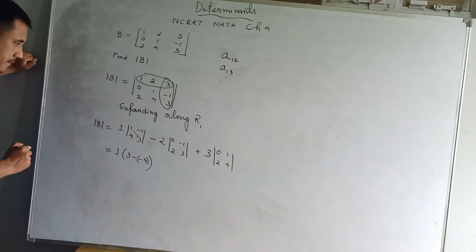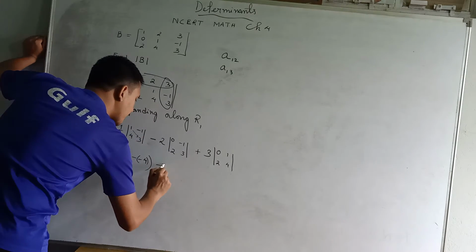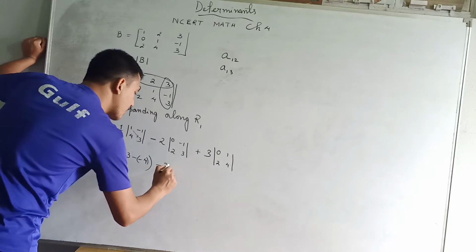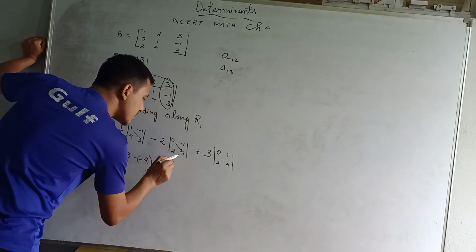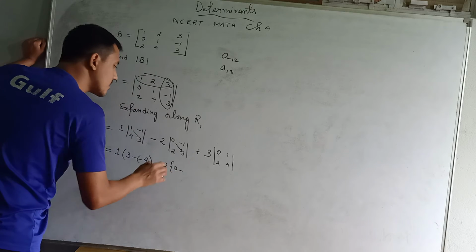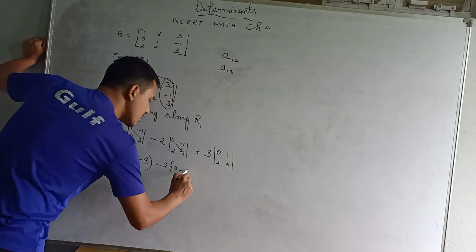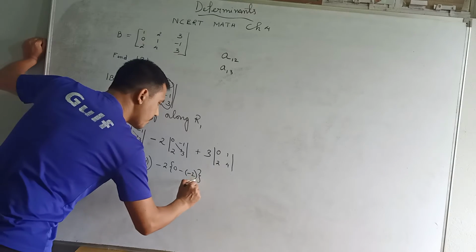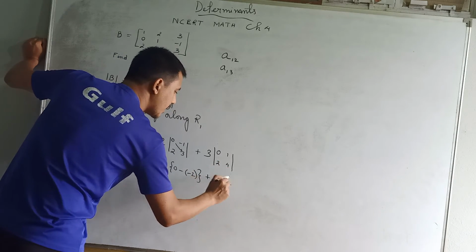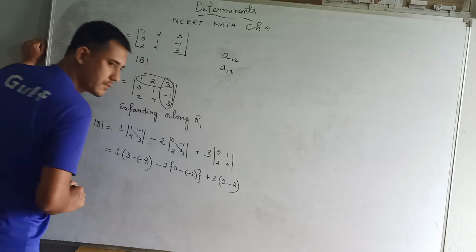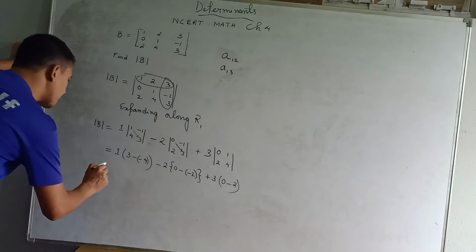Is it alright? Now we have minus 2 here. Again, 0 times 3 is 0, minus 2 times minus 1 is minus 2, plus 3. 0 times 4 is 0, minus 2 times 1 is 2. Is it okay? Is it clear?